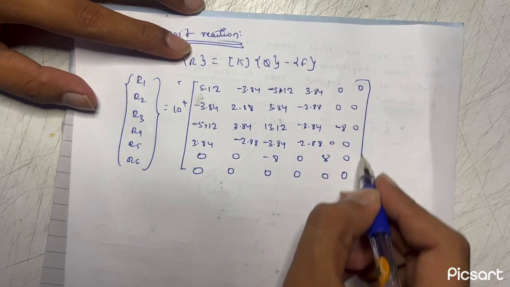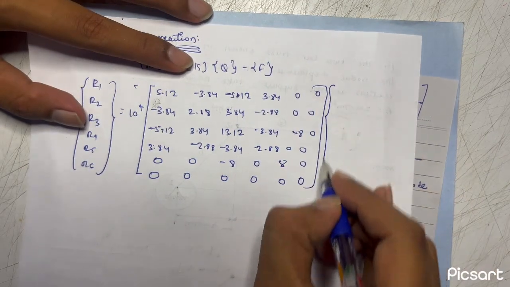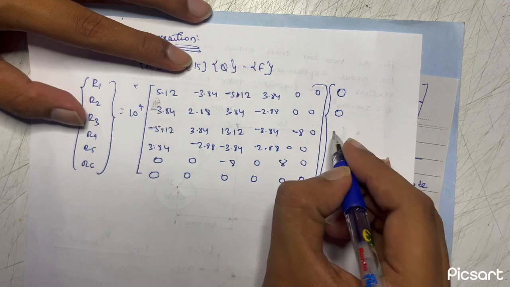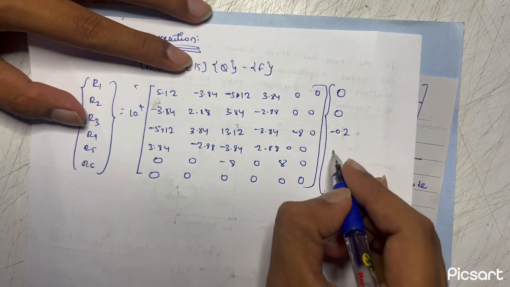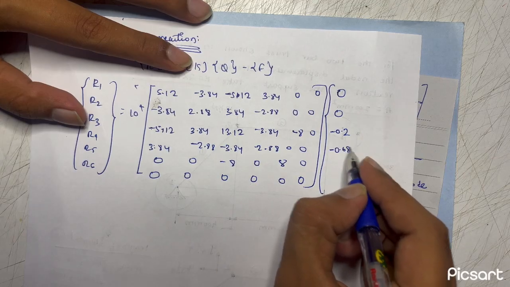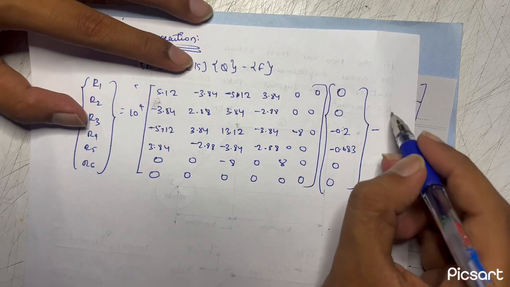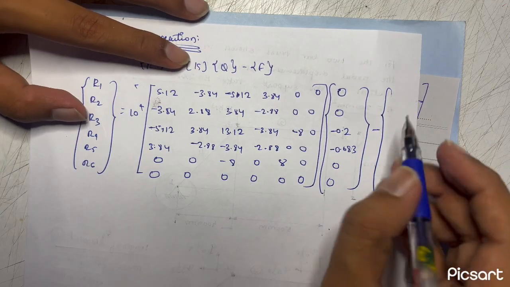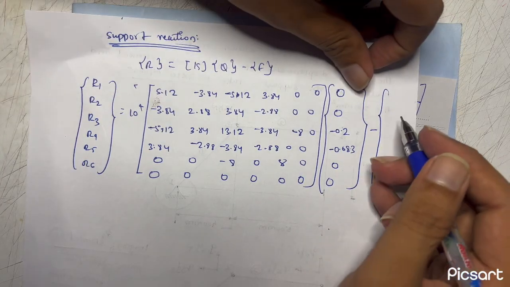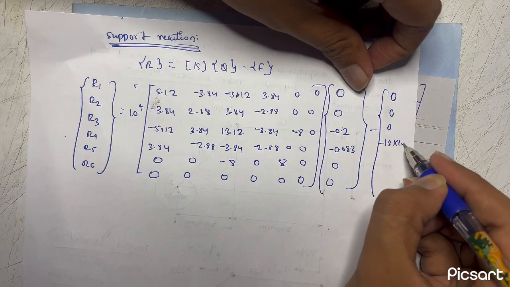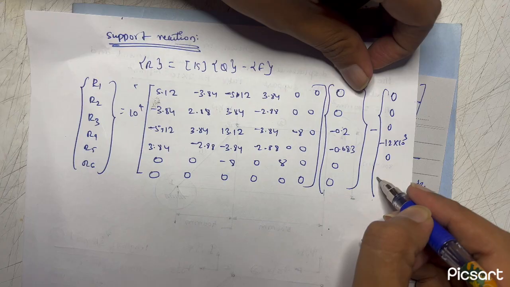Here we have to write the displacement values. First is 0, Q1 0, Q2 0, then it is minus 0.2, and Q4 is minus 0.683 as we calculated, 0, 0. And here, minus, we have to write the forces. All the forces are 0 except F4. 0, 0, 0, minus 12 into 10 raised to 3, 0 and 0.